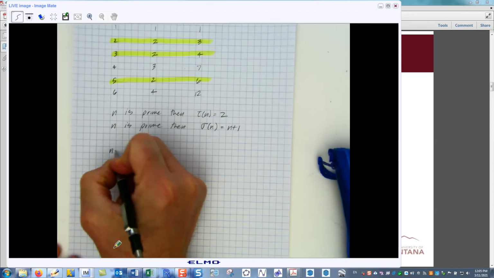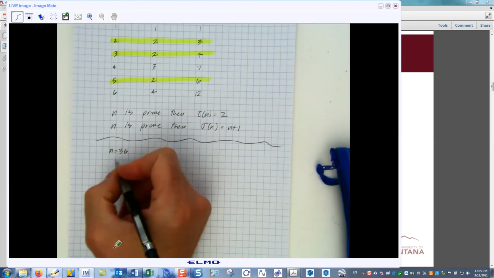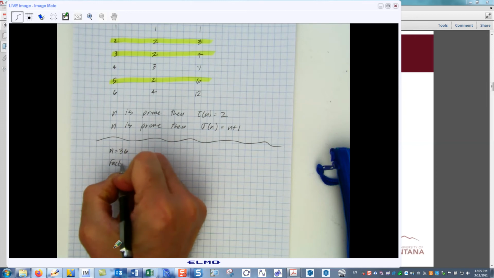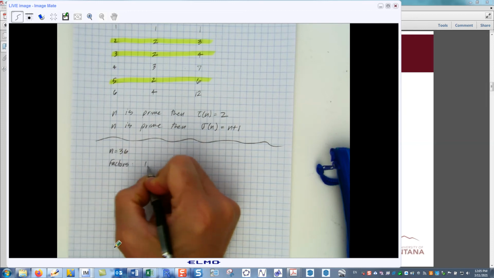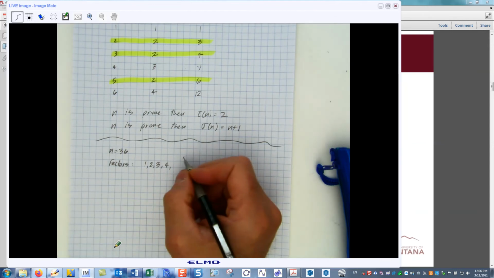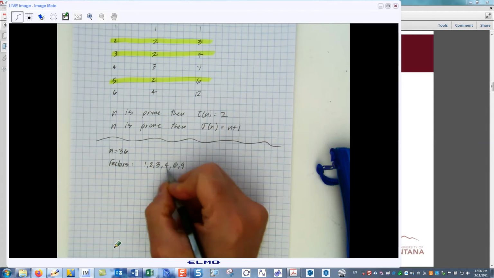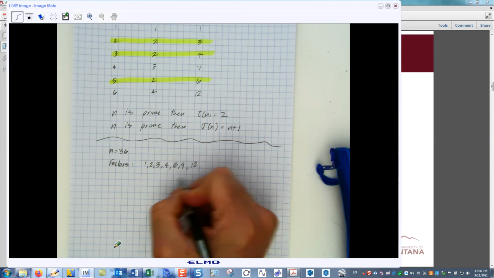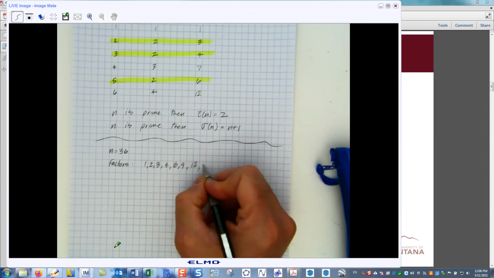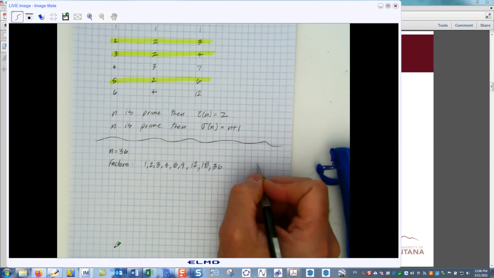So if n is equal to 36, let's see, what are its factors? They are 1, 2, 3, 4. Let's see, 5 doesn't, but 6 does. And then it's 9. So 9 goes with 4, 12 goes with 3, and 2 goes with 18. And of course 36 is in there too.